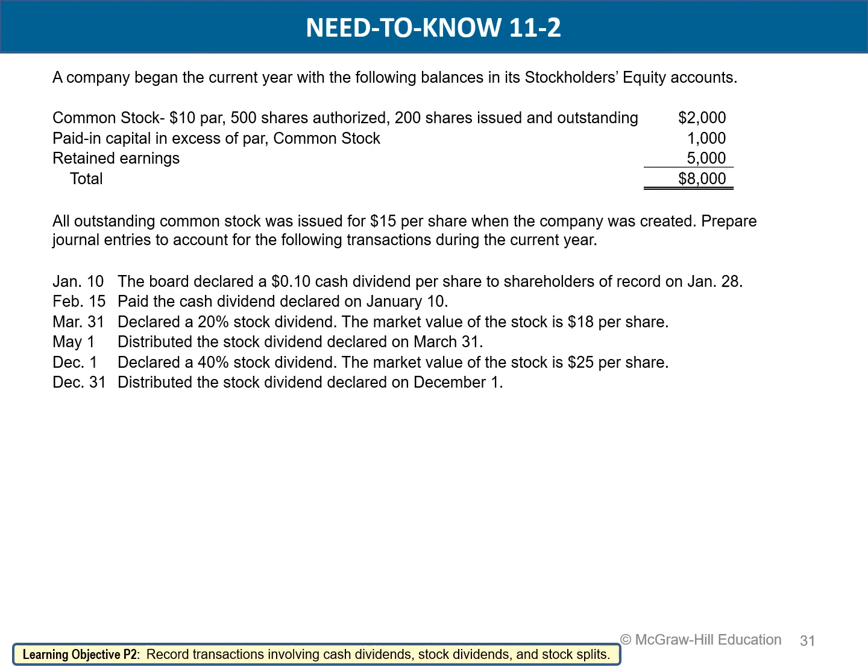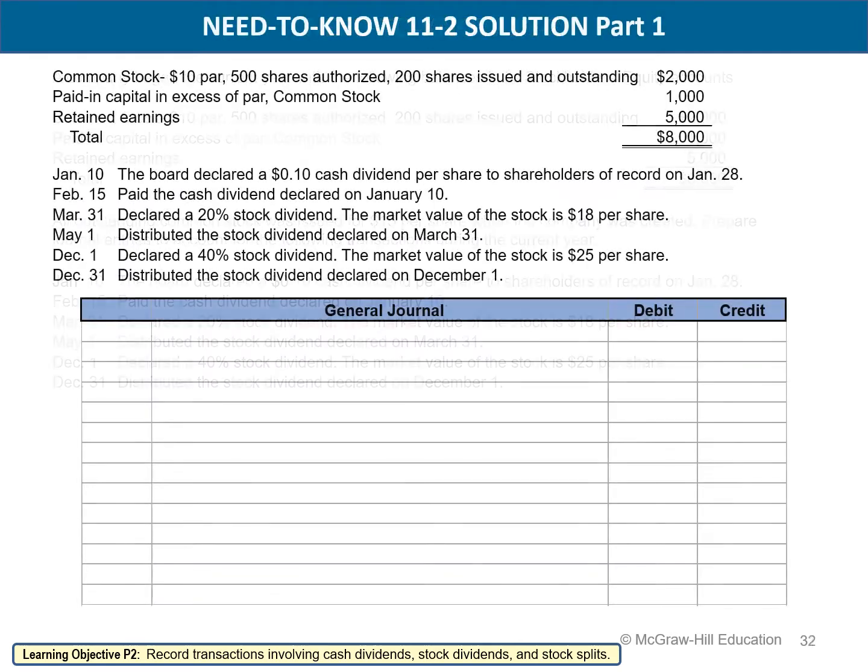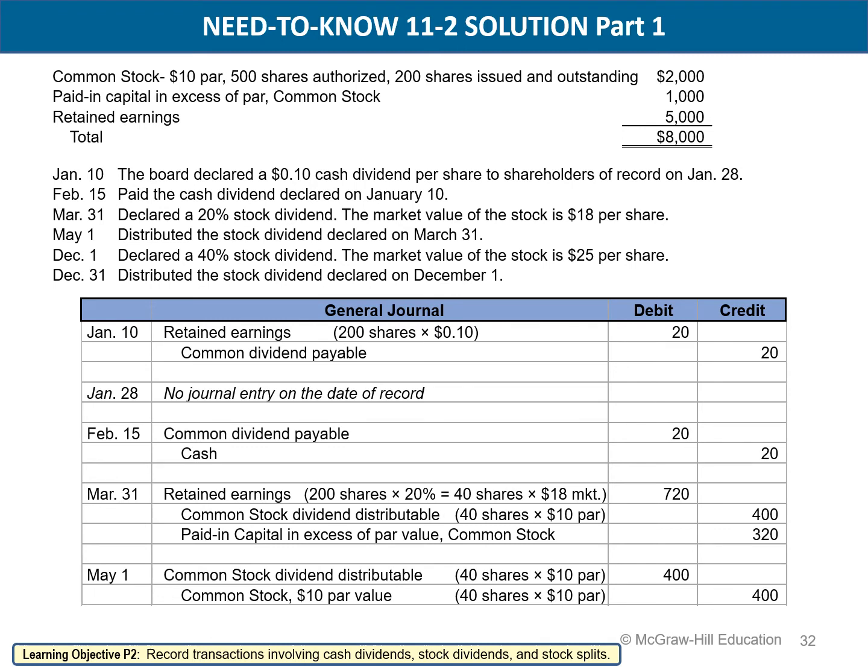So we've got 200 shares issued and outstanding, and they're declaring a 10-cent dividend. So on January 10th, we're going to record our cash common dividend payable for our cash dividend that's declared. So we have a retained earnings reduction equal to the 200 shares times the 10 cents per share. So we have a reduction in retained earnings for $20.